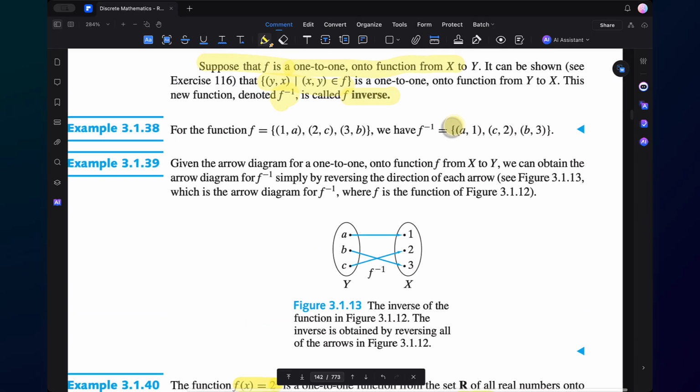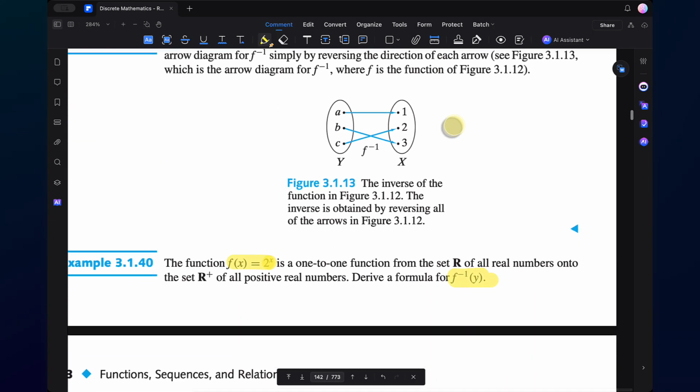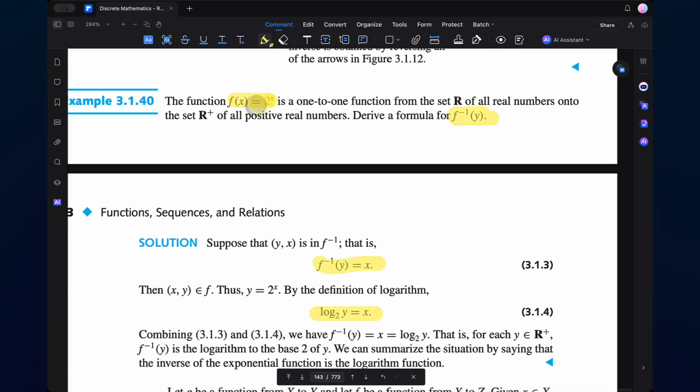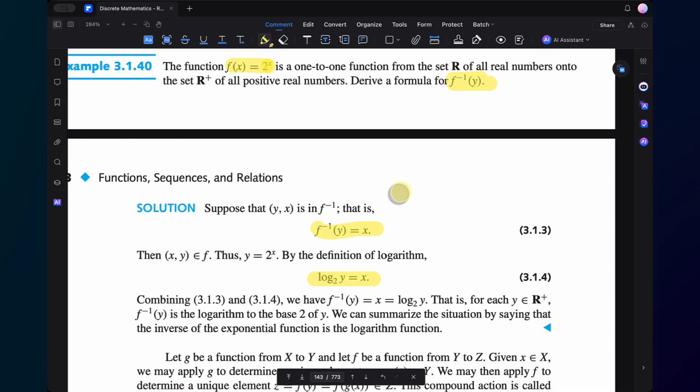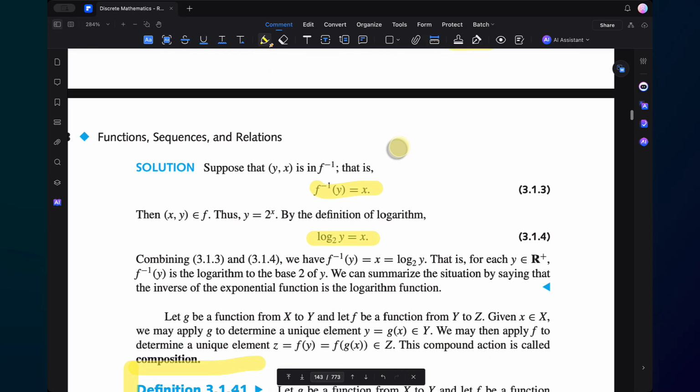This is a very, very important concept. Let's go through this one here. Here's a good example. The function f(x) = 2^x is a one-to-one function from the set R of all real numbers onto the set R+ of all positive real numbers. Derive a formula for f inverse. It's kind of funny how they do this, but it's more or less a definition that is used.